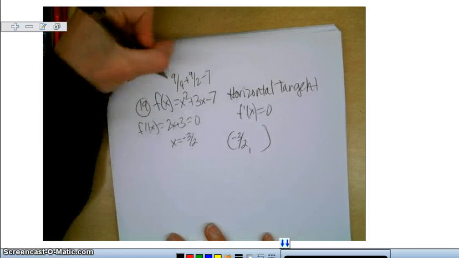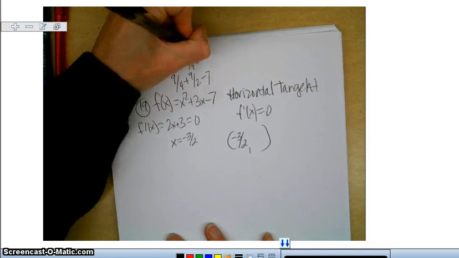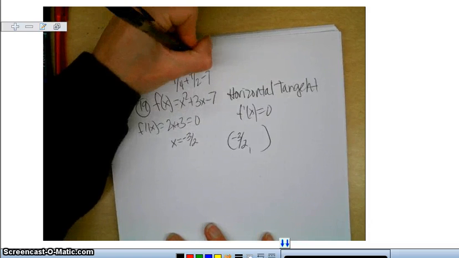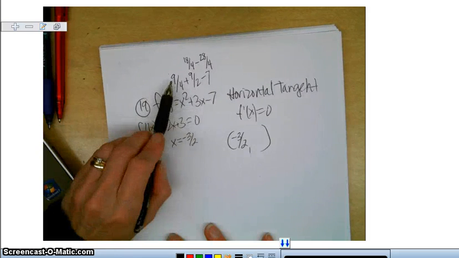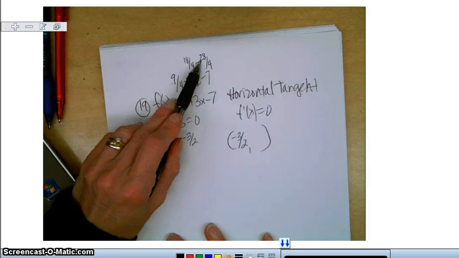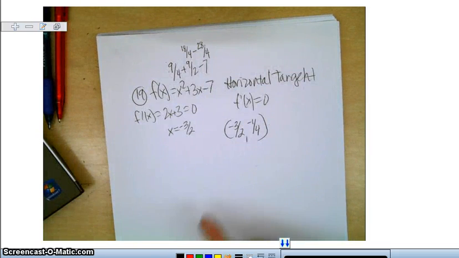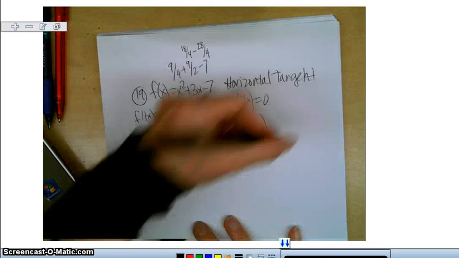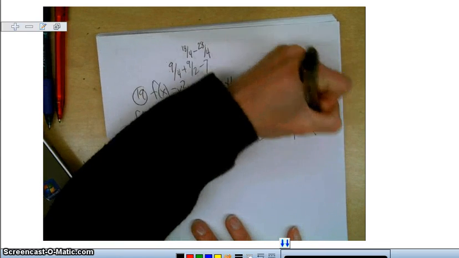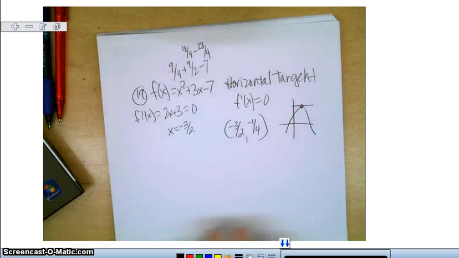So that would be 9/4 plus 18/4 minus 28 over 4. So 9 plus 18 is 27, minus 28 is negative 1/4. So that is the ordered pair on this graph where the tangent is horizontal. Remember, horizontal tangents happen at places like this point right here where there is a maximum or a minimum.